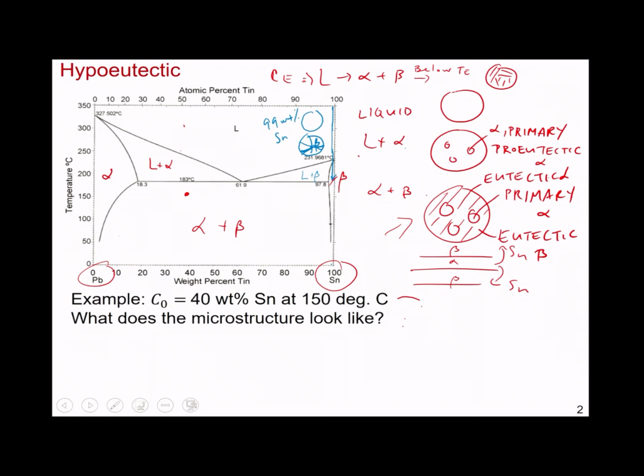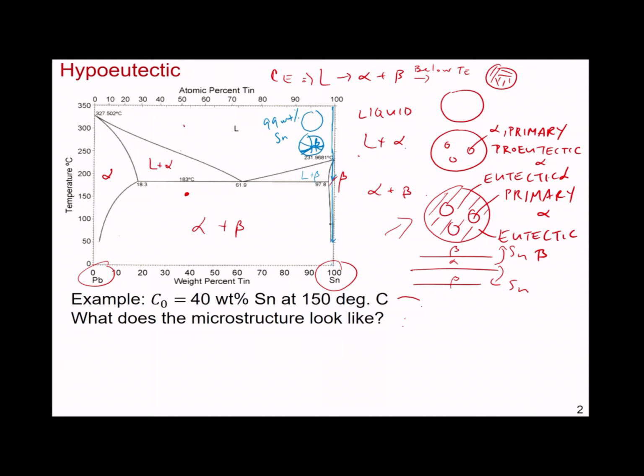Okay. So it's all beta. Those are the lines that I drew, they are grains of beta. So it's all solid beta, and those are just grain boundaries. And then, let's say if you're not 99, you just keep on having beta. That's it.